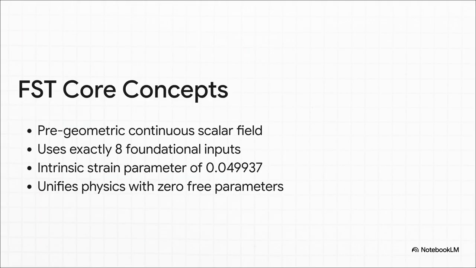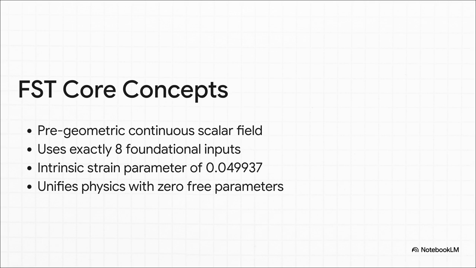Okay, to understand how this theory predicts all of this, we need to zoom way in and look at its microscopic rules. FST is built on a pre-geometric continuous scalar field, and what's truly astonishing here is its absolute efficiency. The standard model of particle physics requires dozens of unexplained parameters to work, but FST? It uses exactly 8 foundational inputs, just 8.